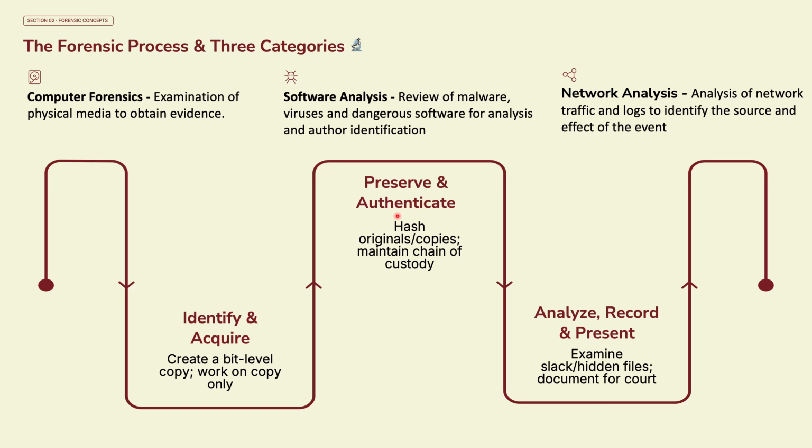Authentication is accomplished through integrity checks using hashes, like MD5 and SHA-256. Now, we know that MD5 is no longer reliable for confidentiality. However, it is still utilized industry-wide for integrity verification of software downloads. Just to be aware that the SHA-256 hashing algorithm is the NIST recommended. And finally, here we have analyze, record, and present.